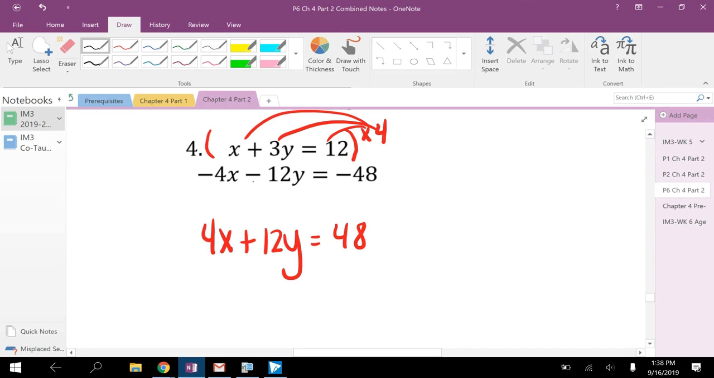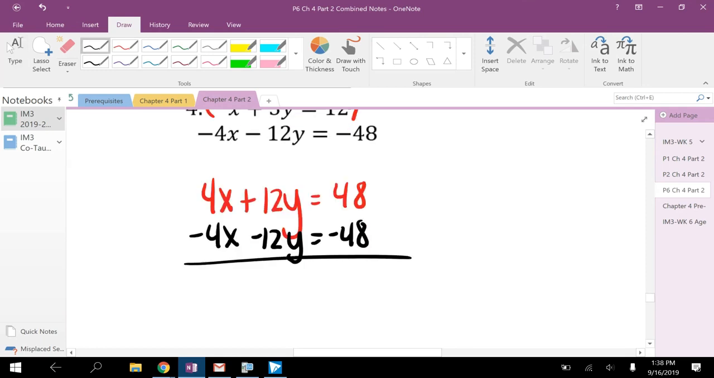Now watch what happens. I'm going to write this guy on the bottom. Here's why. 4x minus 4x is 0. So is 12y minus 12y. That gets you 0 too. Well, 48 minus 48 gets me 0. Is that a true statement? Does 0 equal 0? Yep. So your answer is infinitely many.